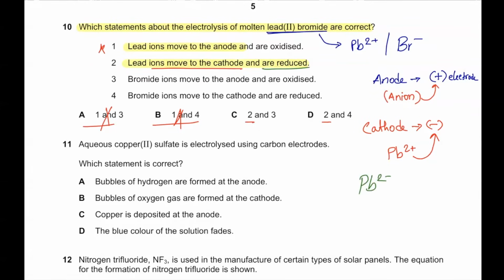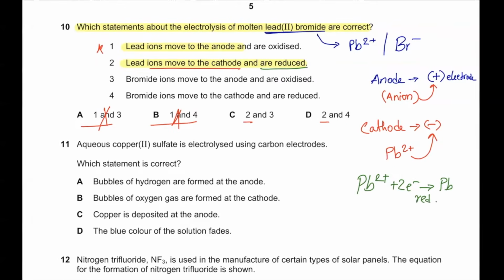Now, the rest of the statement says that they are reduced. Obviously, when Pb2+ gains 2 electrons at the cathode and turns into lead metal, it is reduced. So we can see reduction. Definitely this is a reduction. All right, so lead ions move to the cathode and are reduced. This is a correct statement.